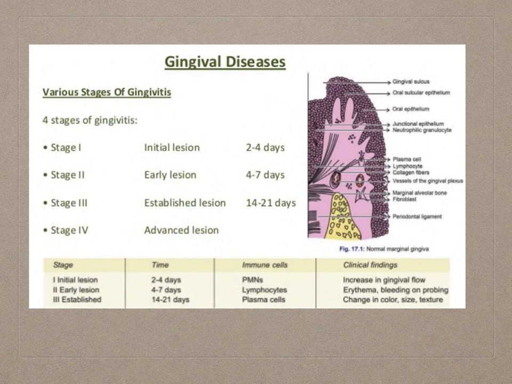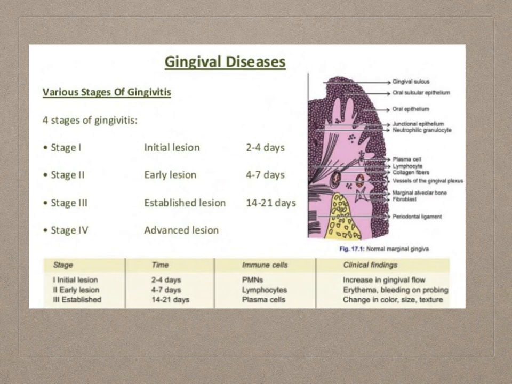Now, when we look at the various stages of gingival disease, there are four stages. Stage 1 is the initial lesion, which lasts for 2 to 4 days. Stage 2 is the early lesion, which comprises the next 4 to 7 days after the initial lesion. Stage 3 is the established lesion, which is from the 14th day to the 21st day of the disease. And stage 4 is the advanced lesion.